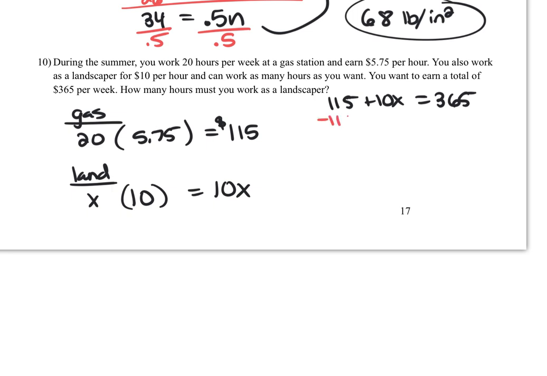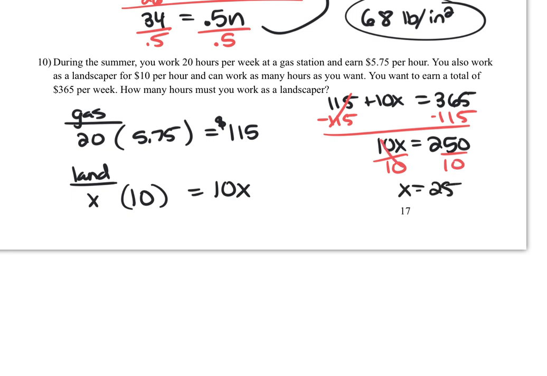Yep, minus your 115 from both sides. Good. 250, right, you said? Okay, perfect. And then divide by 10? Awesome. So how many hours do you have to work? At least. If you could work more, go for it. But they definitely want at least 25. So you can work 25 hours per week.